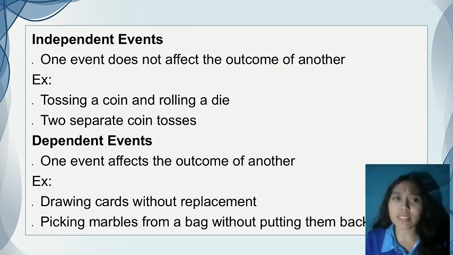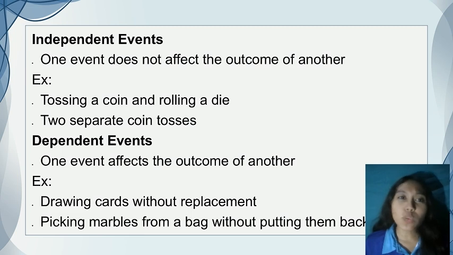Dependent events are when one event affects the outcome of another event. An example of this is drawing cards from a deck without putting them back, and also picking marbles from a bag without putting them back. Here's an example. Flipping a coin twice is independent. The first flip does not change the chance of getting heads or tails on the second flip. But if you draw a card from a deck and don't put it back, the chances of drawing a specific card next time change because there is one less card in the deck.